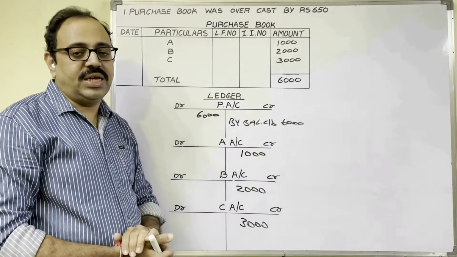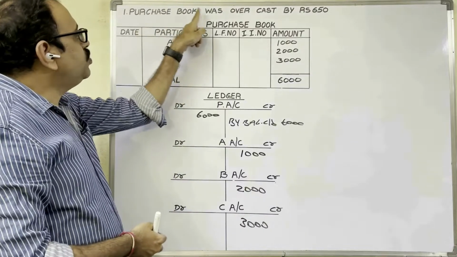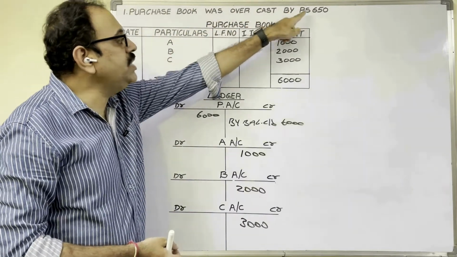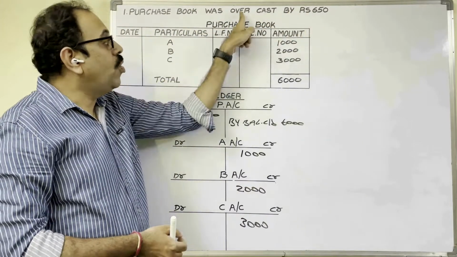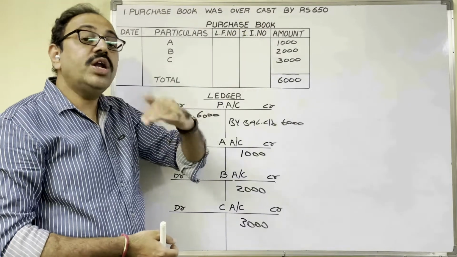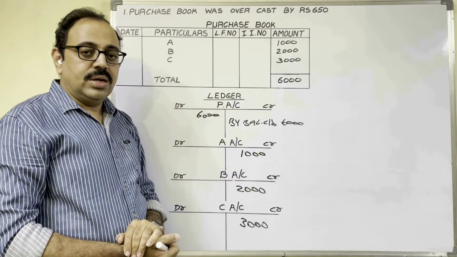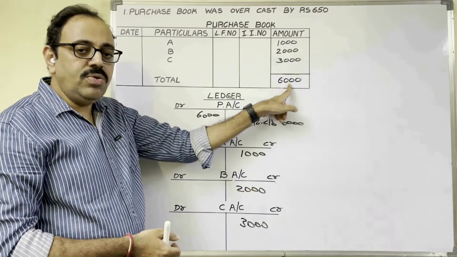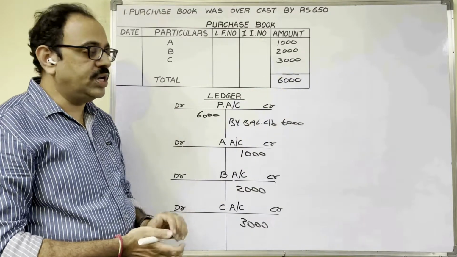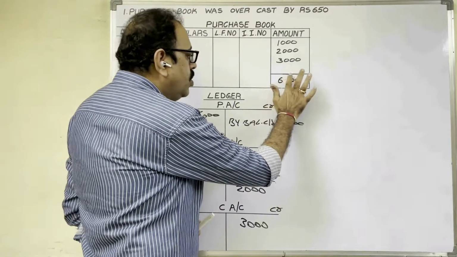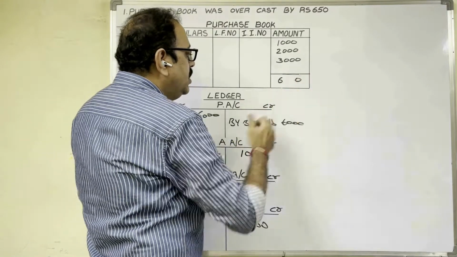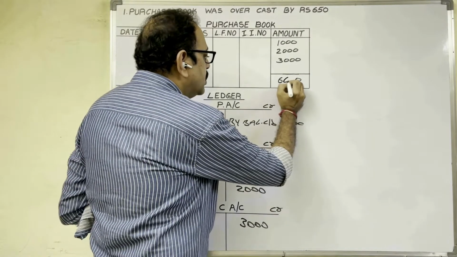Now observe the mistake. Purchase book was overcast by 650 rupees. Overcast means what? Over totaled. The correct total amount is 6000. Instead of writing 6000, the accountant wrote 6,650 rupees.